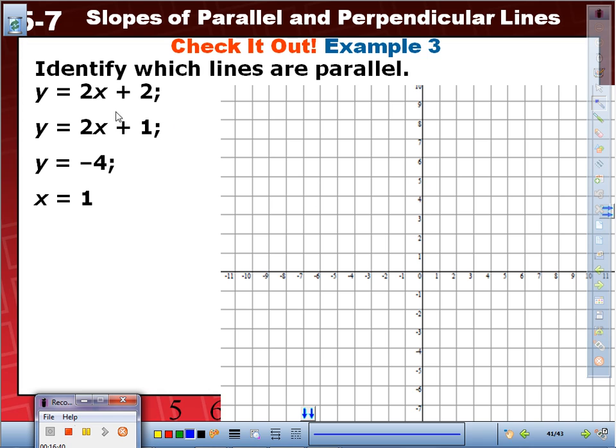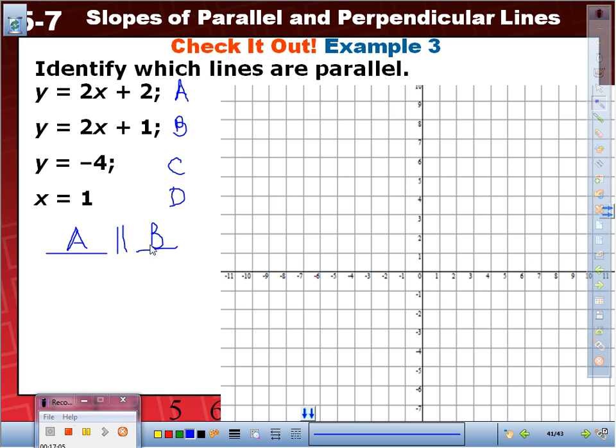Here we go. Example number 3. By looking at it, I'm going to label these 4 equations A, B, C, and D. Tell your neighbor which 2 equations are parallel to one another. You guys said that A is parallel to B. Is that correct? Do they have the same slope? Yes. Different intercept? Yes. Let's graph this.